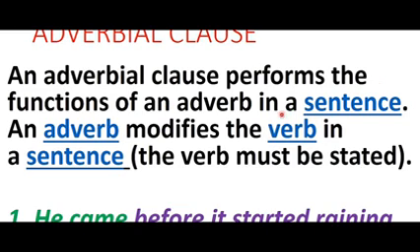An adverb modifies the verb in a sentence, and the verb must be stated, as you see it right here. He came. Where is the verb? Came. And where is the adverbial clause? Before it started raining. What we are saying is simply that an adverbial clause modifies the verb. It tells more about the verb, just like an adjectival clause tells more about the noun or pronoun.